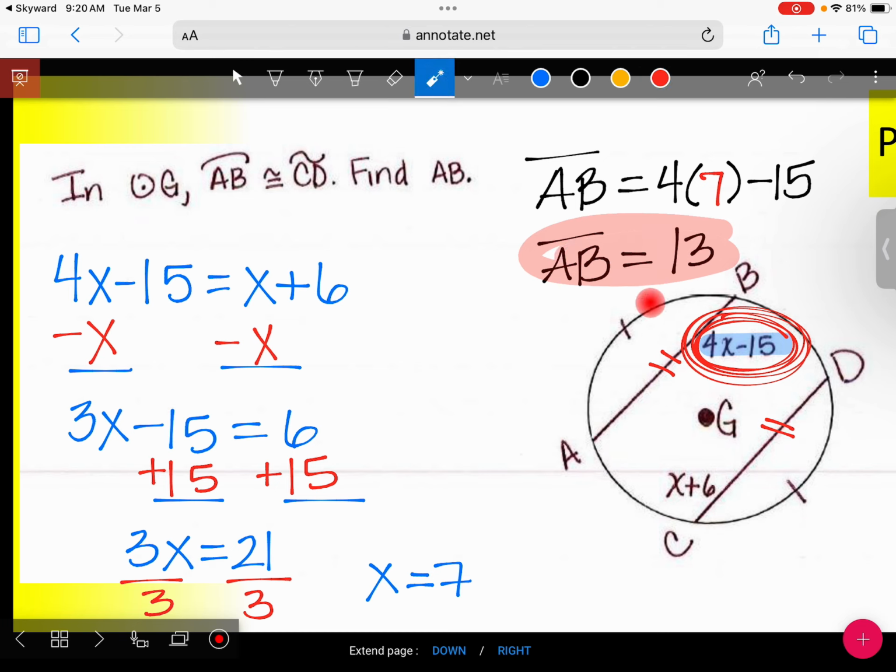Whatever you get for this one, if I put the 7 here, do I still get 13? Is 7 plus 6 13? If you're not sure, type it in your calculator to verify. That's what I want to make sure you understand: whatever the length of AB is, the length of segment or chord CD is equal. So both AB and CD are 13.